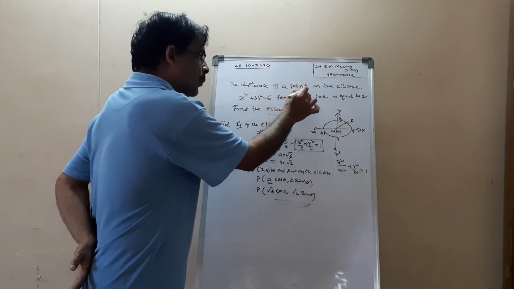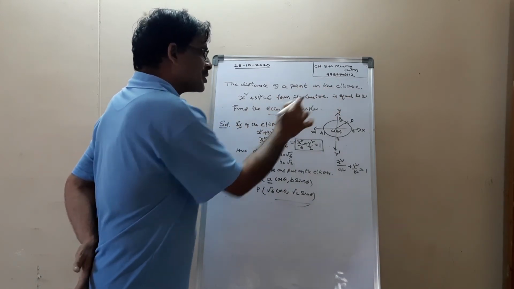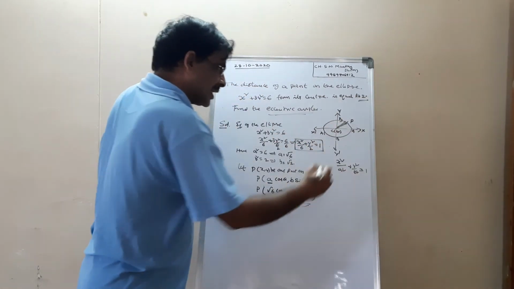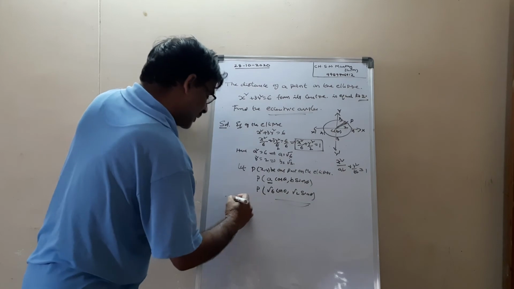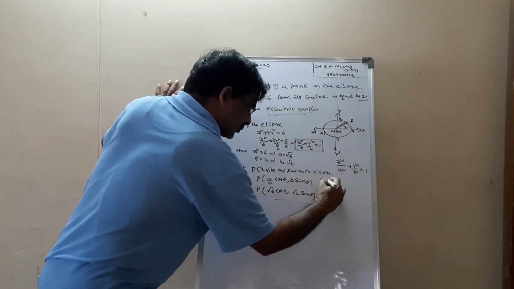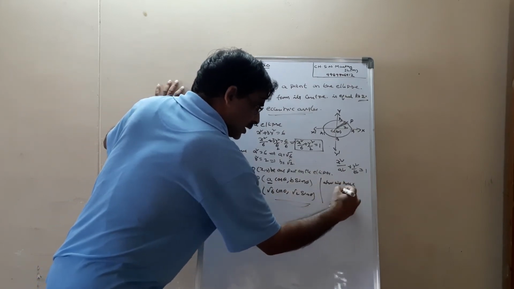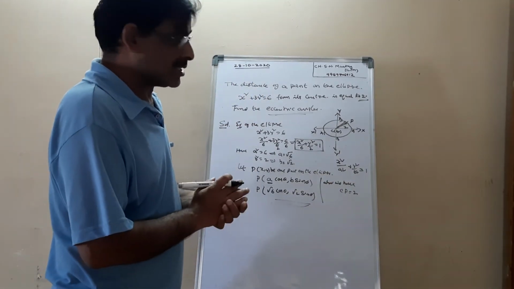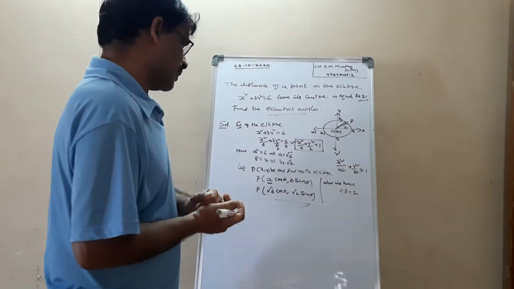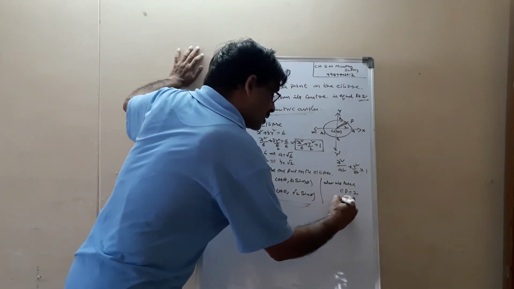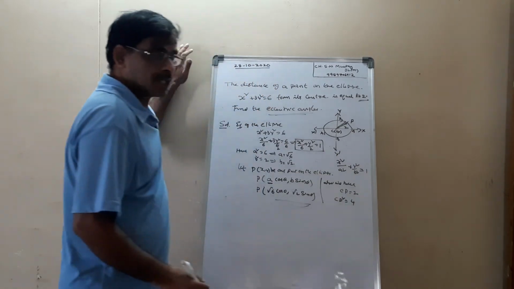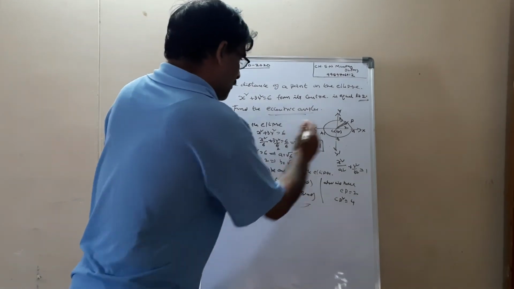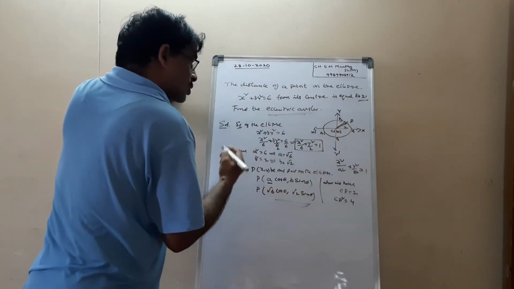The distance of a point on the ellipse from its center, that means CP, its value is given to you already, that is 2. So we have CP equal to 2. What is CP? The distance between the center and a point on the ellipse. Or CP square equal to 4. Now we have to find the value of CP first, the distance between 2 points.